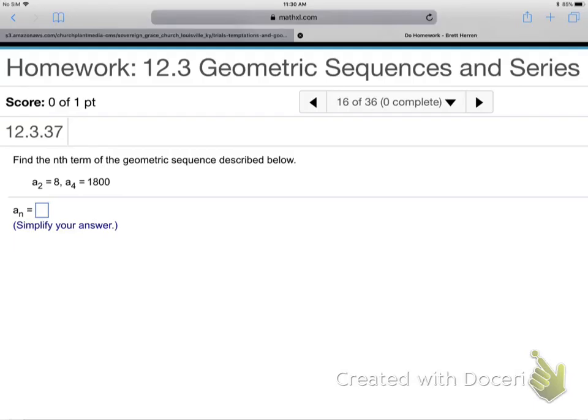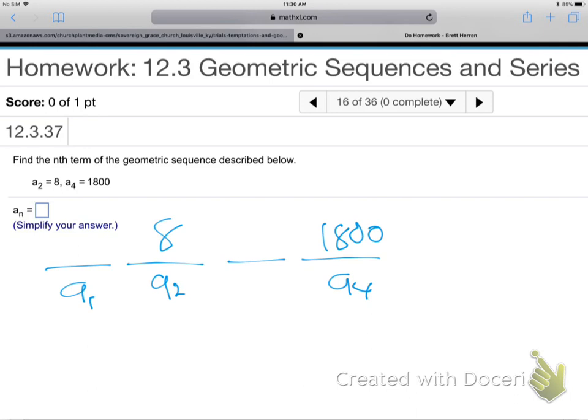Okay, so they're saying, hey, the A2, the second term is 8. I don't know the third. The fourth term is 1800. And of course, I got to find A1 to get the formula. So, let me let you think about it for a minute. How can you find out? They're giving you just those two pieces of information. You got to figure out the r, right? The thing that's being multiplied every time.